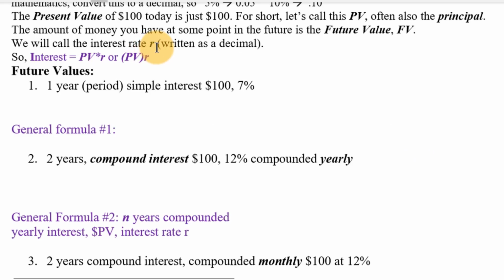The last thing we need to do to get started is talk about the interest rate, and I'm going to represent the interest rate by R. Always represent this interest rate R in decimal form when we're doing math.